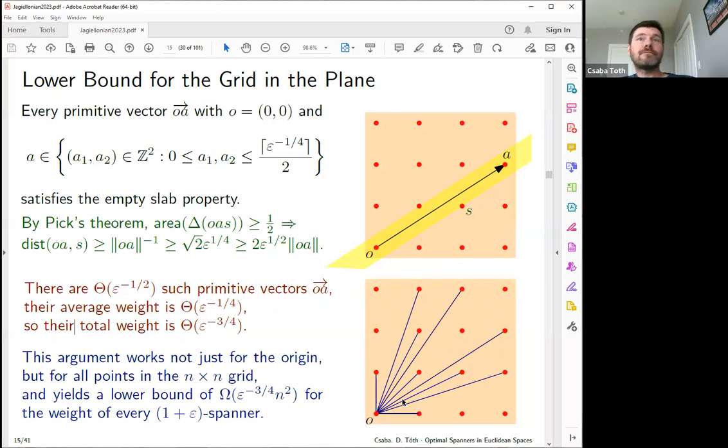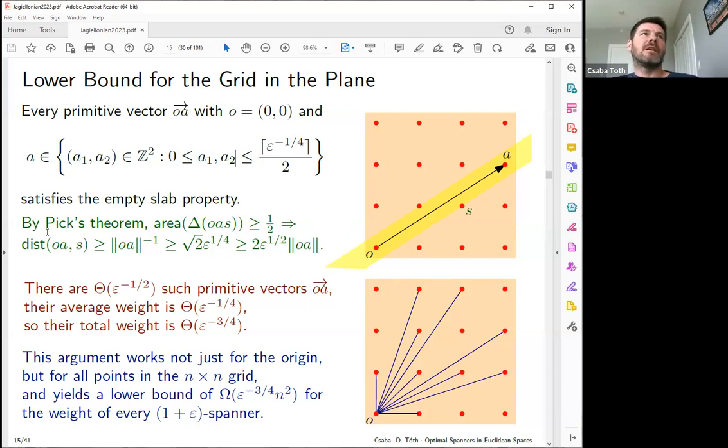So the lower bound goes like this: if we just take some primitive vectors, then they satisfy the empty slab property. And which edges do I take? We are working with an n by n integer grid, and I take primitive vectors where both coordinates are roughly epsilon to the minus 1/4.